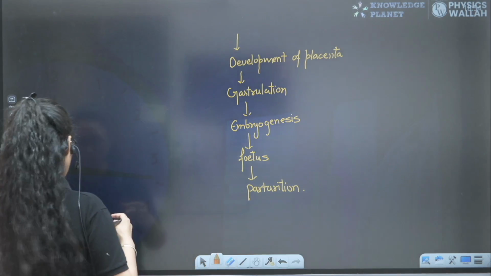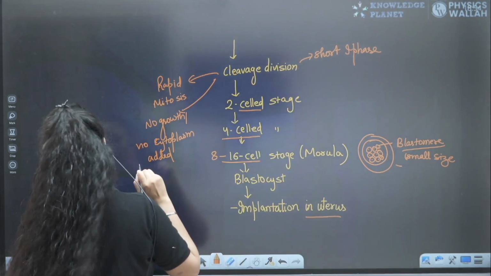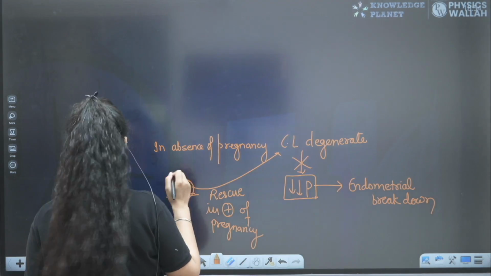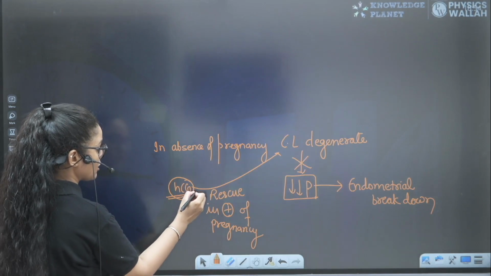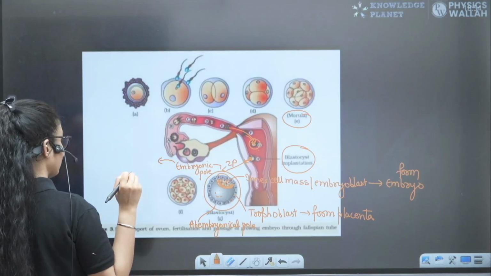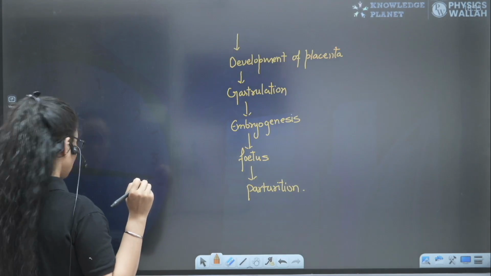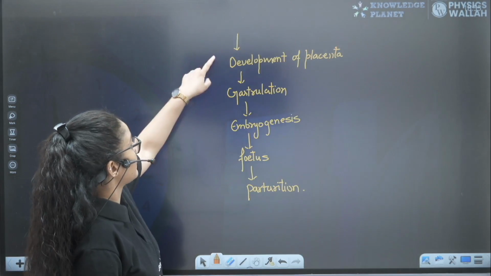But these trophoblasts will start secreting HCG. I have told you the trophoblast will form the placenta later, and it will also start secreting HCG. The HCG hormone, human chorionic gonadotrophin, will actually rescue the corpus luteum in fertilization, right? So now you just see, implantation in the uterus has already been done.